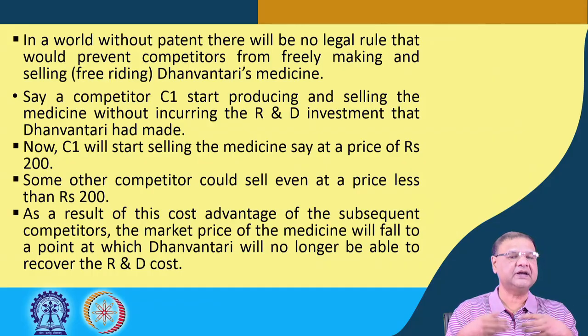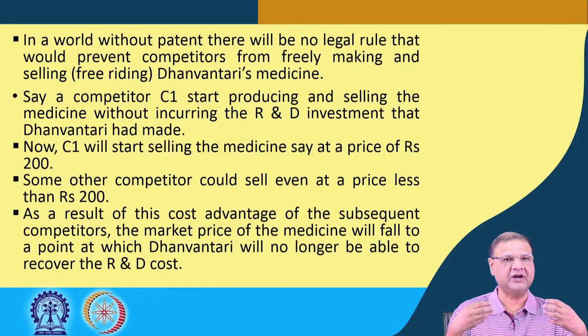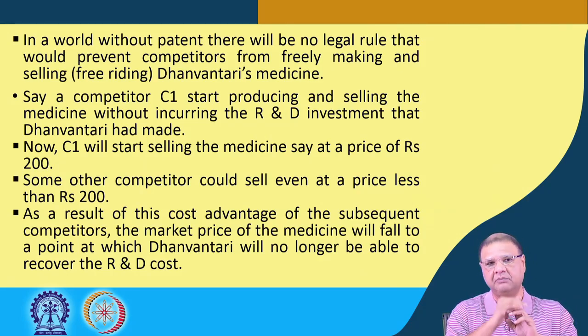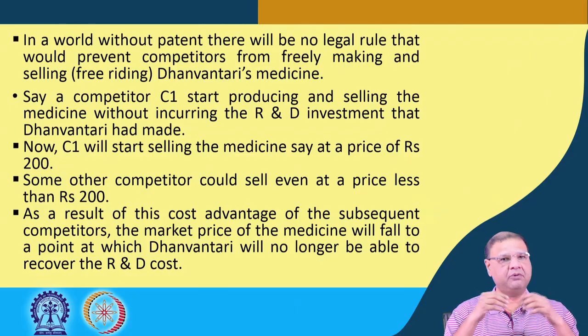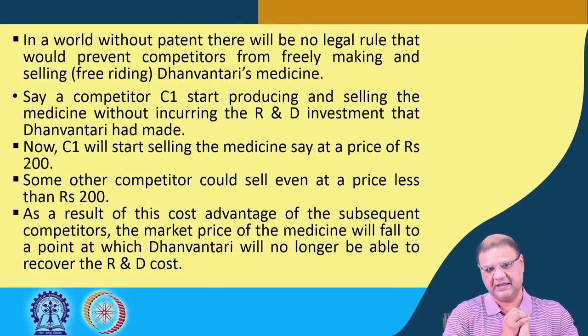And that way the fourth competitor can come up, and the fourth competitor can sell it by using cheaper packaging and a cheaper kind of bottle for selling this medicine. And at one point of time, the public would be buying the cheaper medicine, and as a result, the price of the medicine would fall to a point at which Dhanvantari would no longer be able to recover the R&D cost.